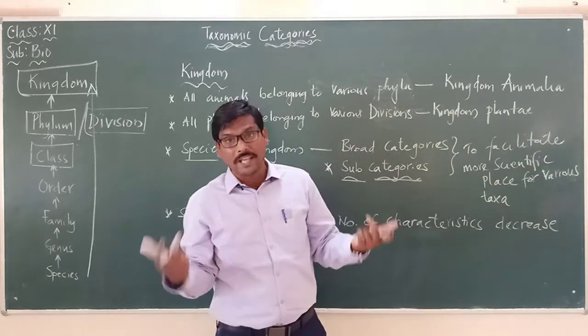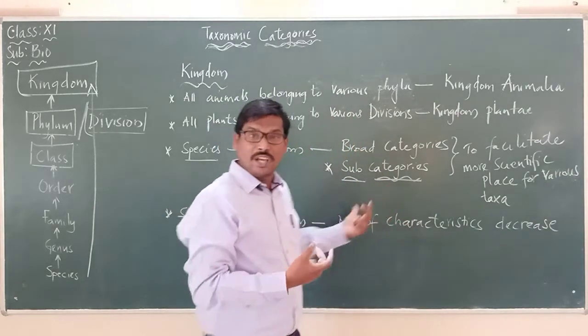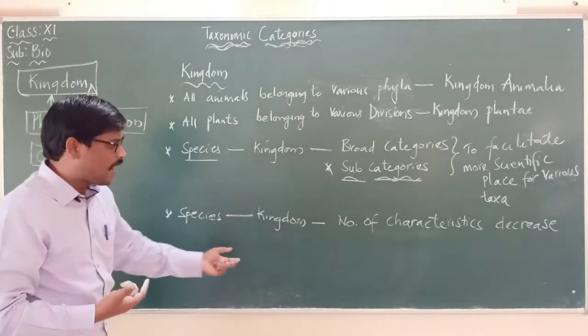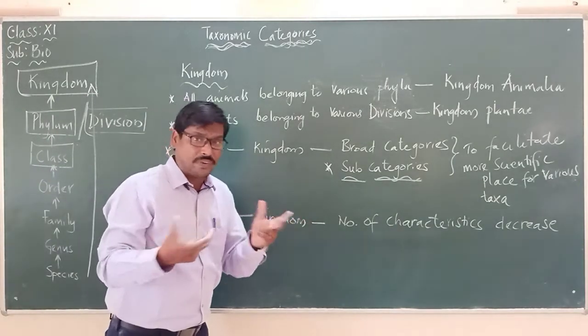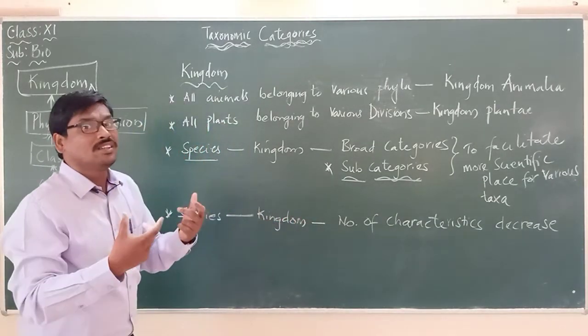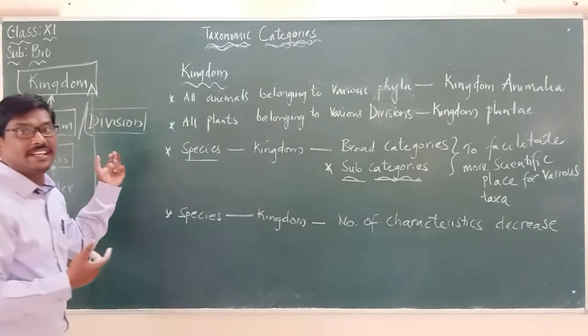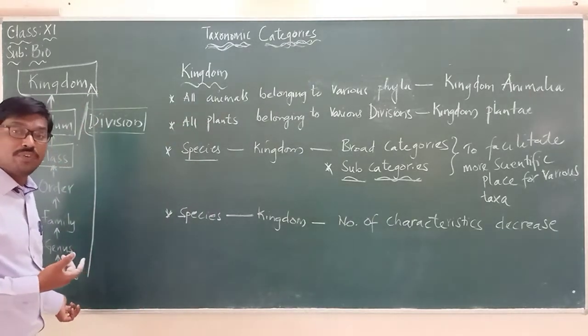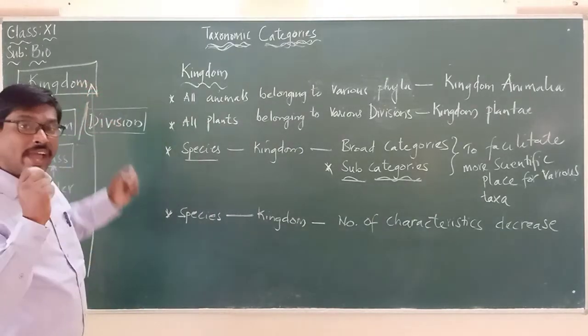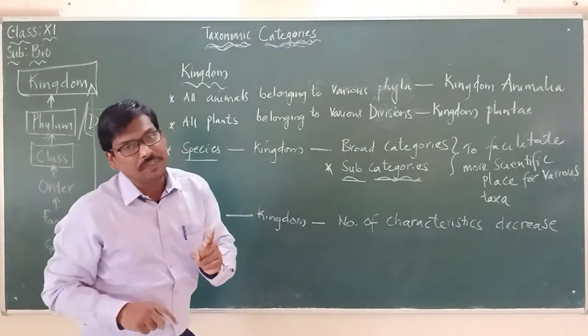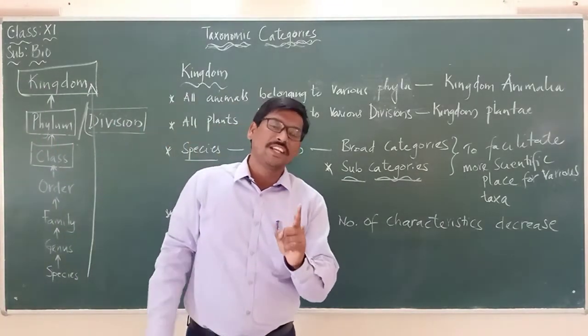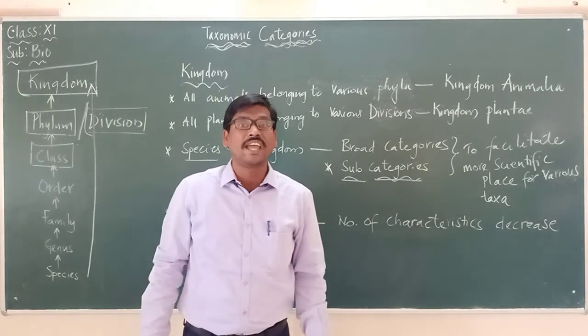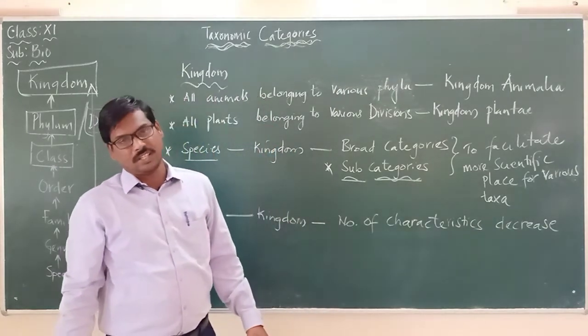Classification is a complex process, because as we are seeing here, the number of characteristics shared between different types of organisms is not similar in all the categories. They are decreasing as we are moving from species to kingdom. So hence we should remember that classification is a complex process.